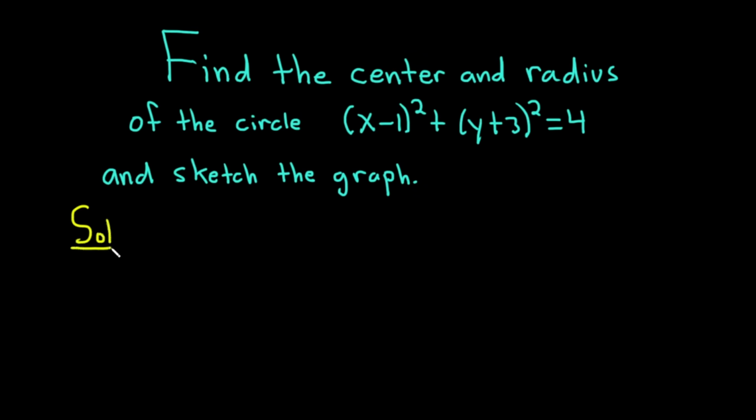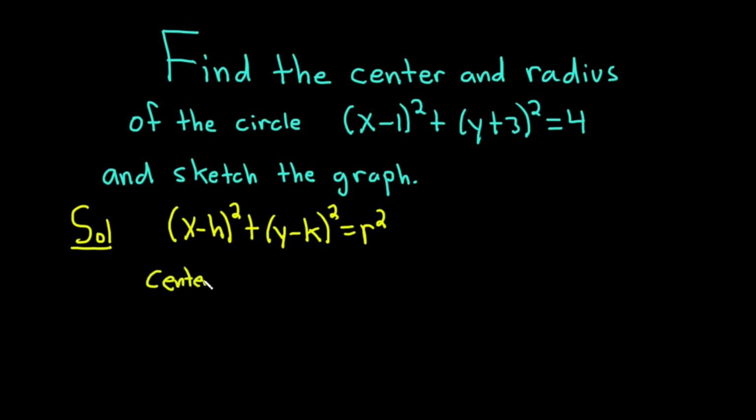Solution. Let's start by writing down the standard form of a circle, which is (x - h)^2 + (y - k)^2 = r^2. So the center of a circle would be the ordered pair (h, k), and the radius is the positive number r. This would be the radius of the circle.